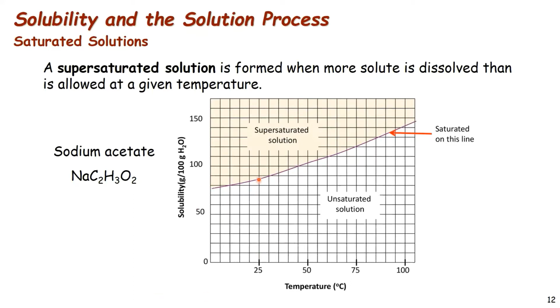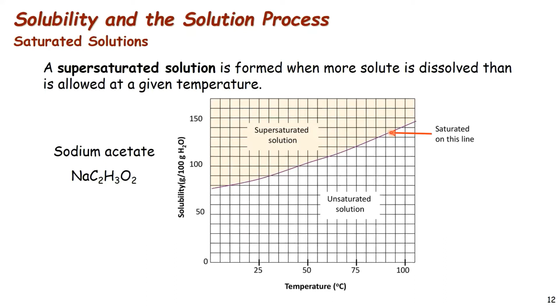Let's say at room temperature, I can dissolve approximately 75 grams of sodium acetate into 100 grams of water. We'll assume the density of water is approximately 1 gram per milliliter, so this is about 100 milliliters of water. It has to be in grams because, as the temperature changes, the density changes, so the volume would change. Again, at room temperature, we can dissolve about 75 grams. But now as I raise the temperature up to 100 degrees Celsius, I can dissolve about 140 grams.